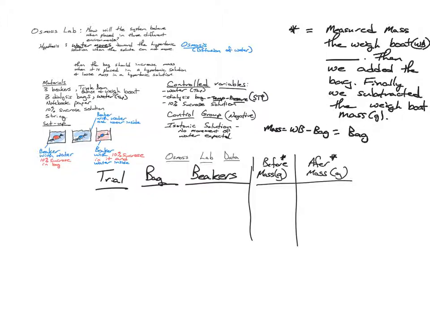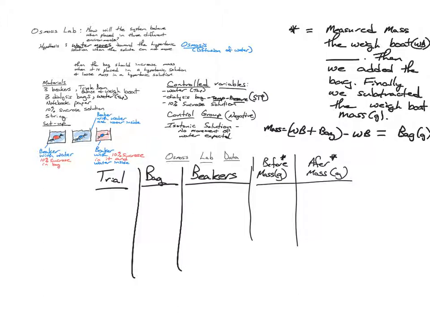Do you agree? So that's what we did. We took the weigh boat. Ooh, not the weigh boat. That's not right. No, I was wrong. Nope. We took the weigh boat plus the bag and subtracted, right? We had those two. Subtracted the weigh boat mass, and that equaled the bag mass in grams. Everybody okay with that? Now that's right. Question?